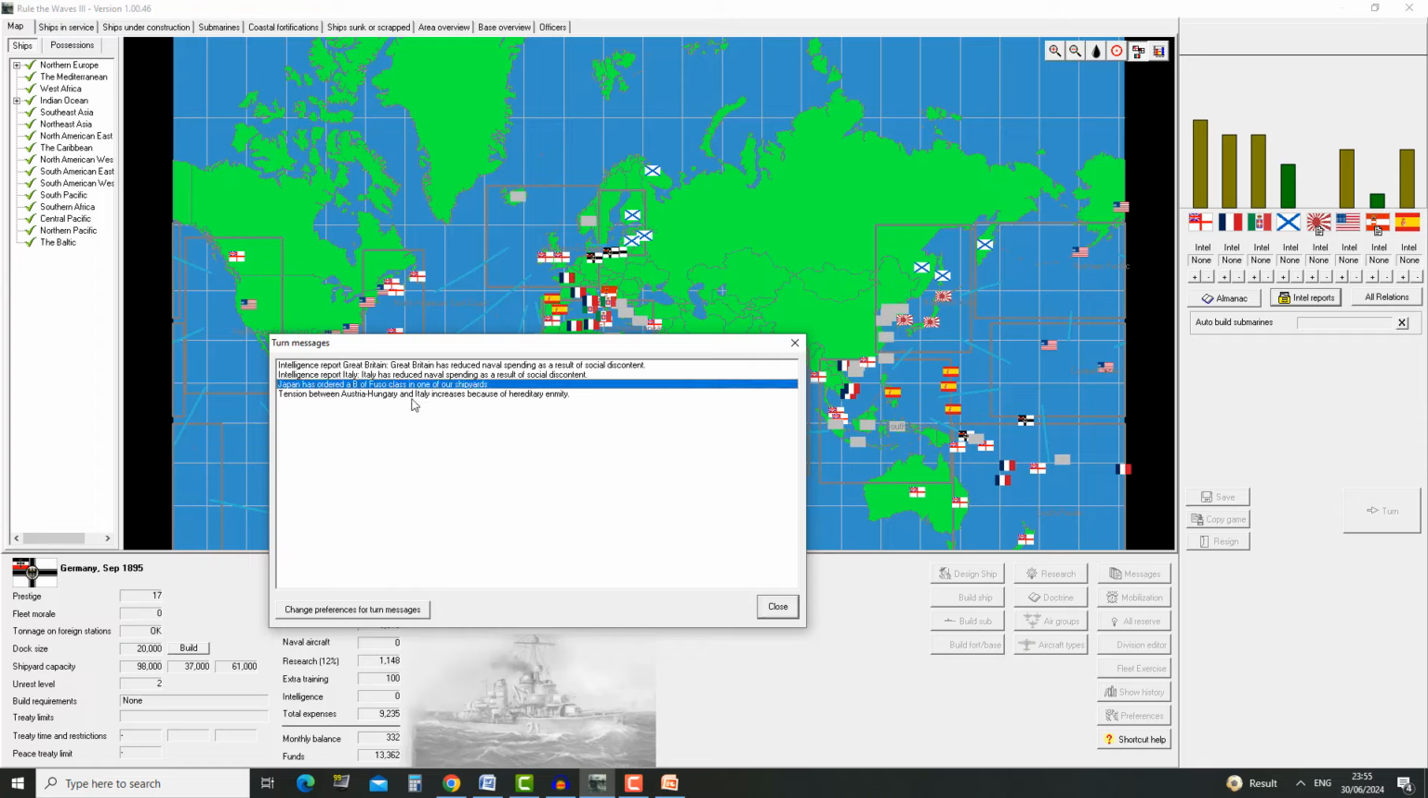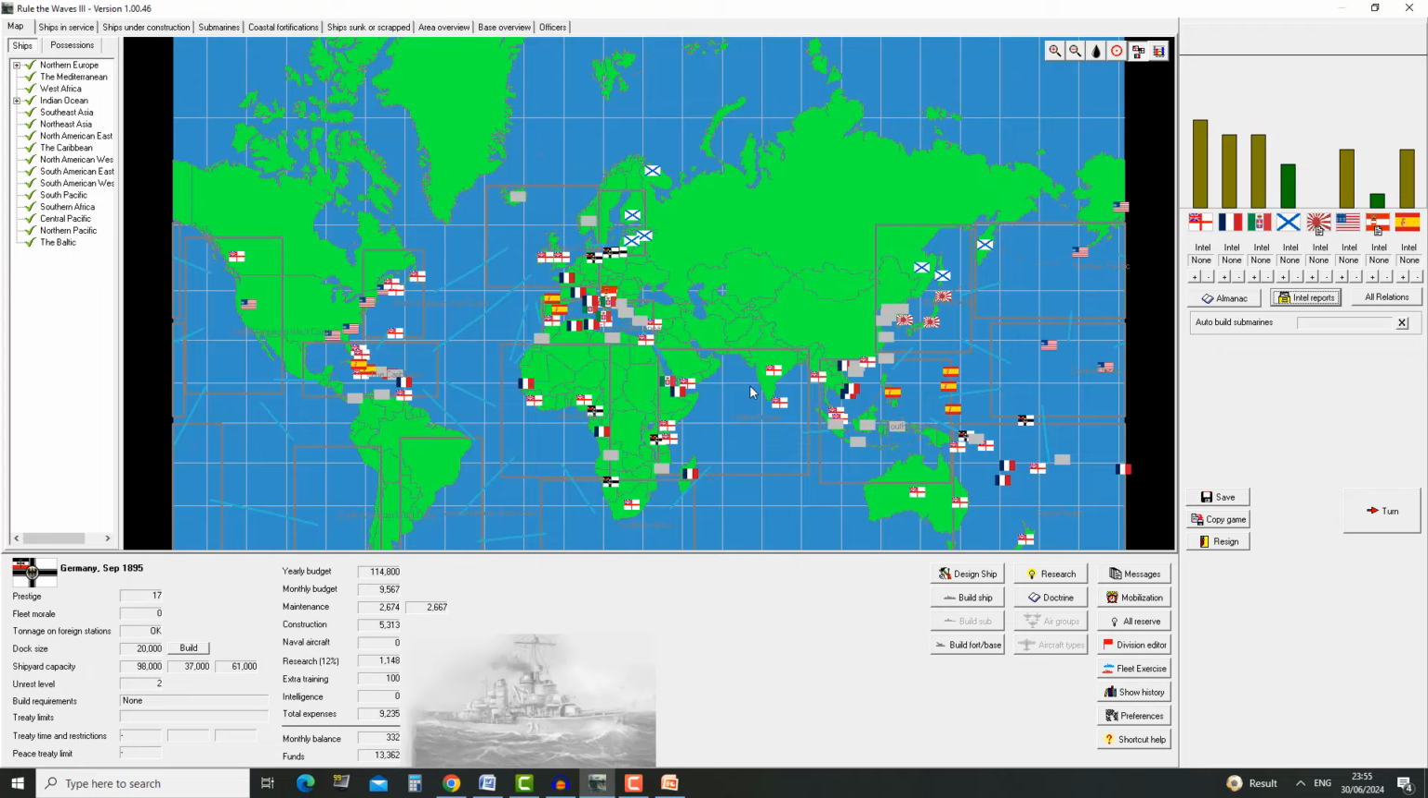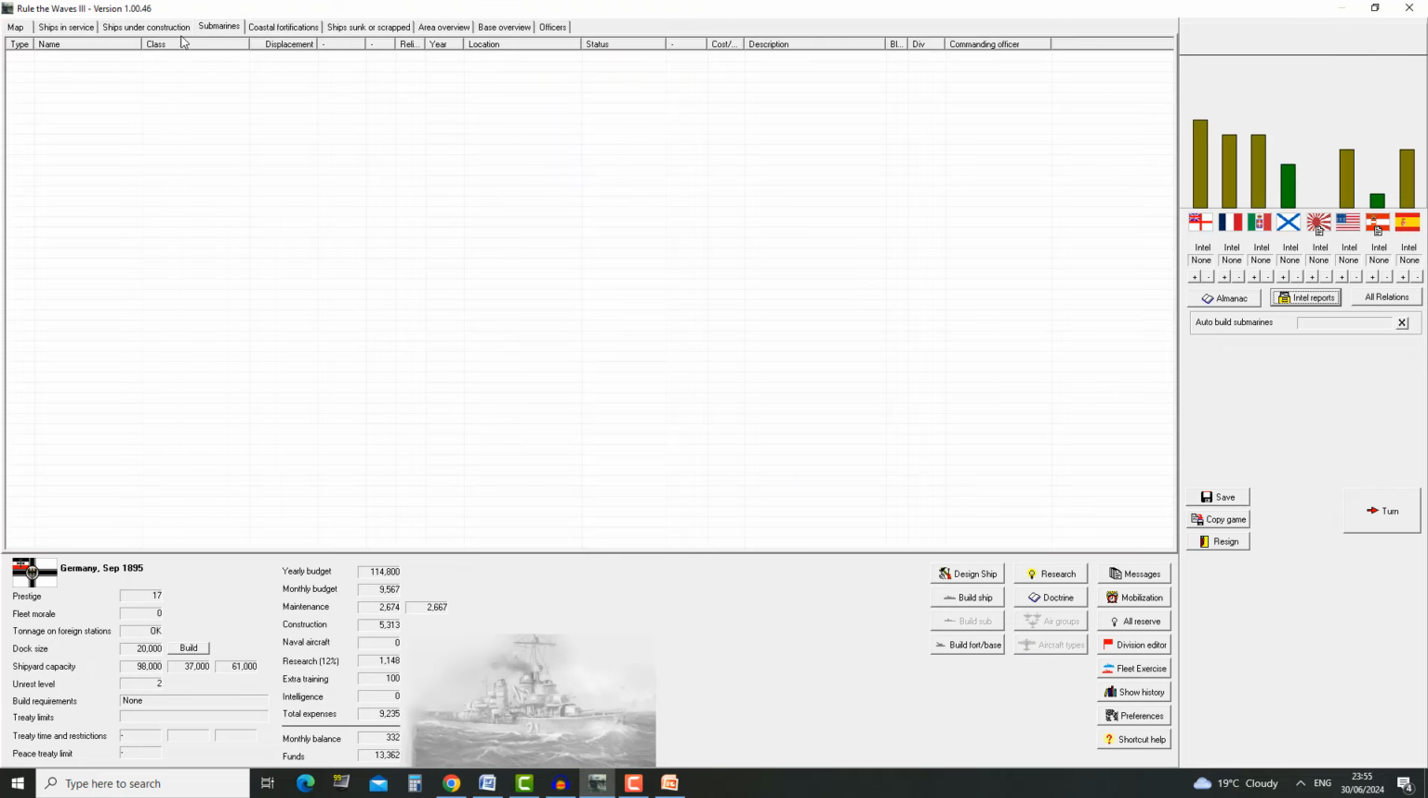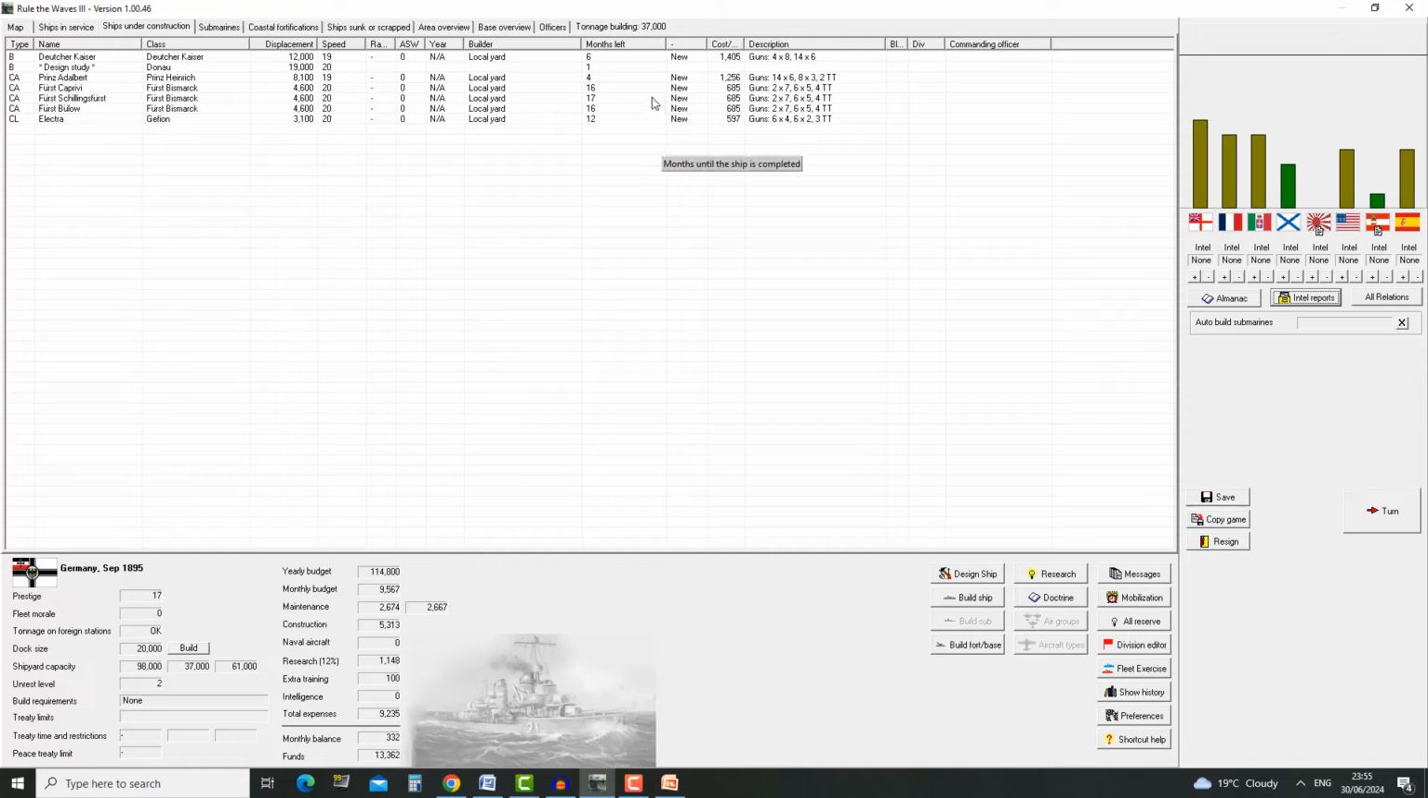Japan ordered Fuso class in one of our shipyards. Tensions between Austria-Hungary and Italy increased. And Great Britain has reduced naval spending. Okay, that's interesting. They ought to. They goddamn it ought to, but it's interesting to hear it nonetheless.